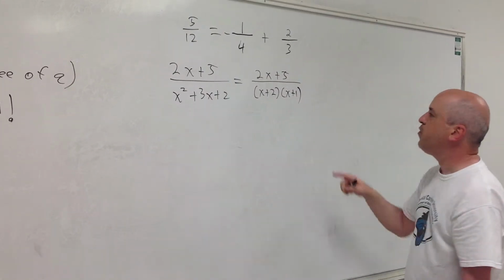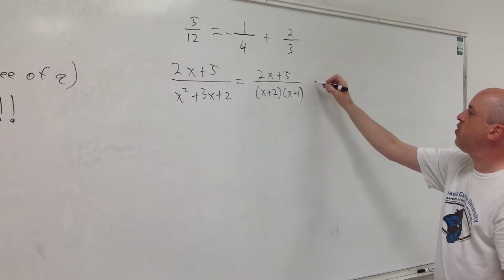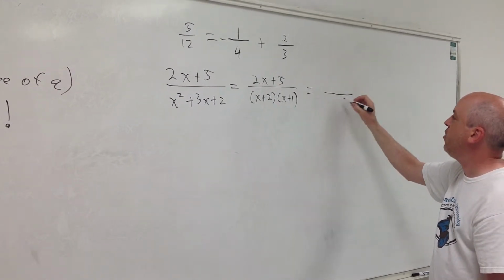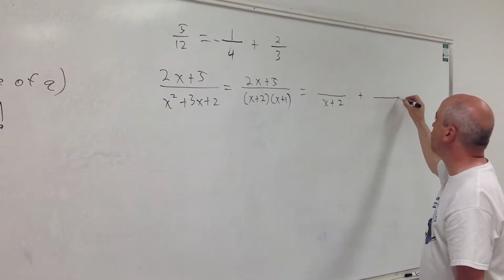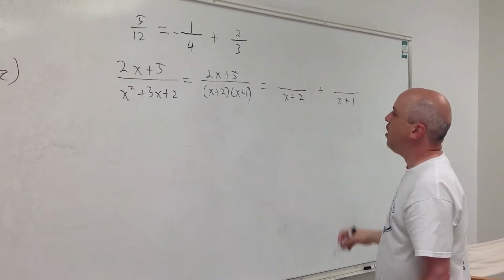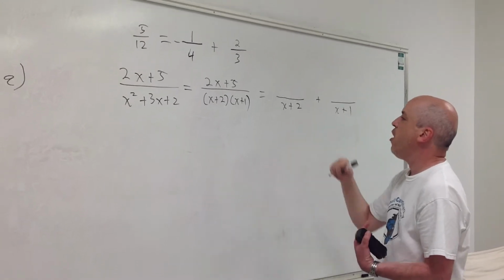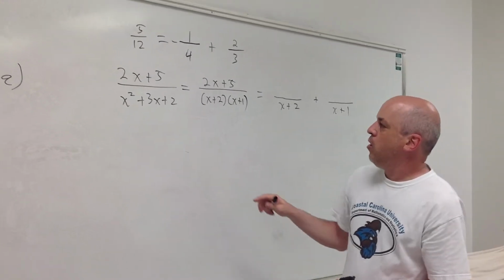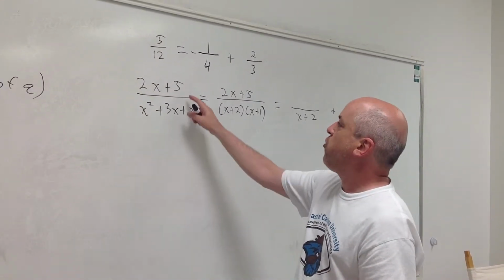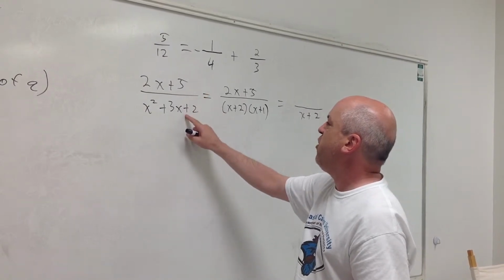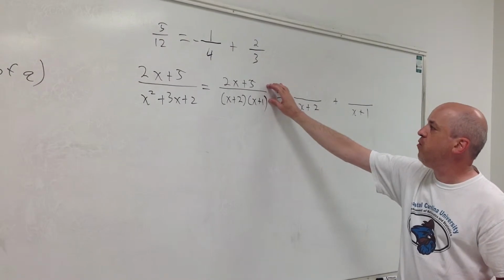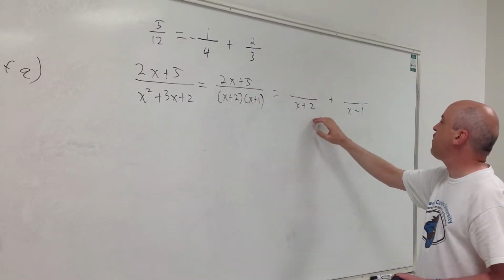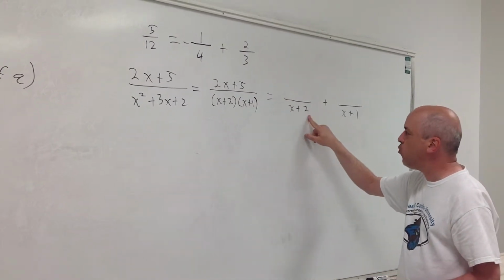So I would like to split this up as a sum of two fractions, where the denominator of one of them is x plus 2, and the denominator of the other one is x plus 1. Now the question is, what should go in the numerator? Well, we're only going to use this procedure when the degree of the numerator is smaller than the degree of the denominator. So since we started with a rational function that had that property, we expect that both of these have that property as well.